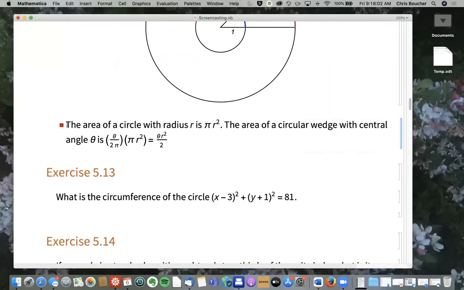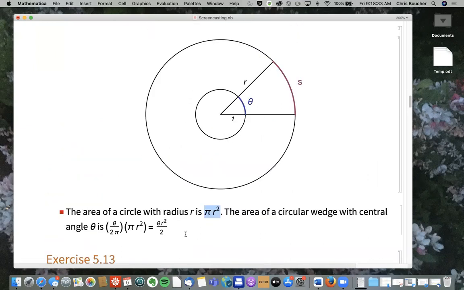The area of a circle. We've been talking about circumferences and lengths, so that's a one-dimensional measure. Area is a two-dimensional measure. I'm sure you've all seen the formula pi r squared. This is unfortunately a difficult formula to prove, so we just have to accept that this is the area of a circle. Why that is true is a good question, but it's beyond the scope of this class. Okay, so the area of a circular wedge.